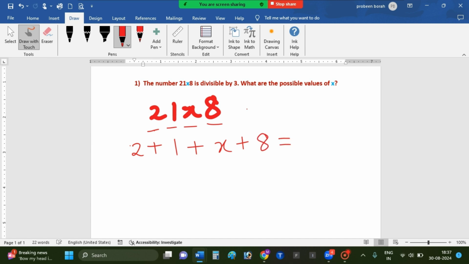Note down in your notebook. Okay, write down, is divisible by 3, right? So if we add 2 plus 1 plus 8, it comes to 11 plus x, right? So now 11 plus x is divisible by 3, right? 11 plus x is divisible by 3.